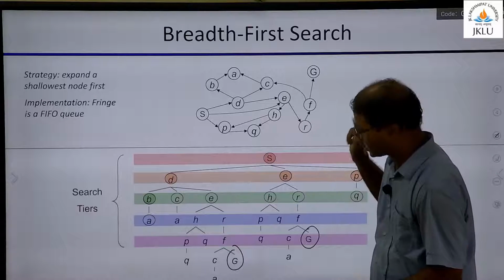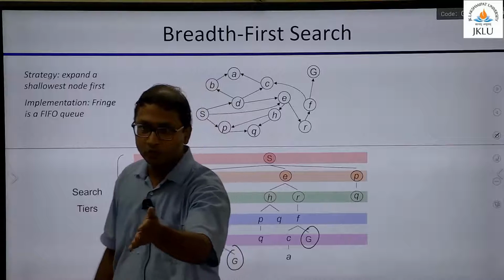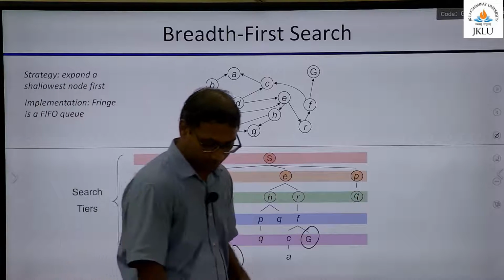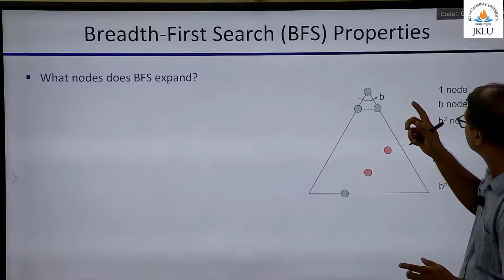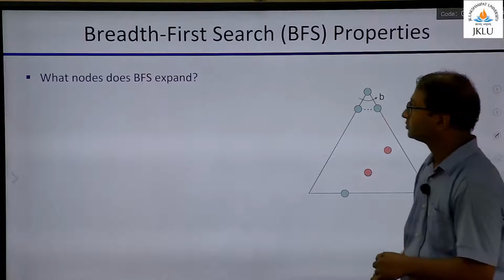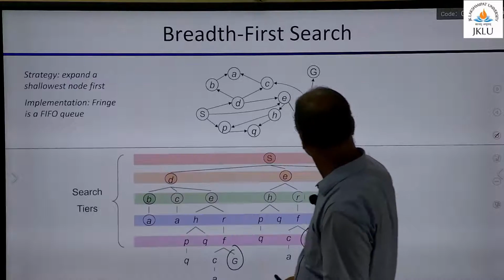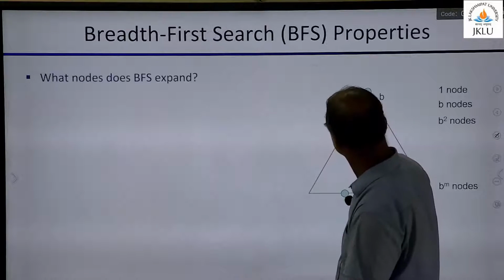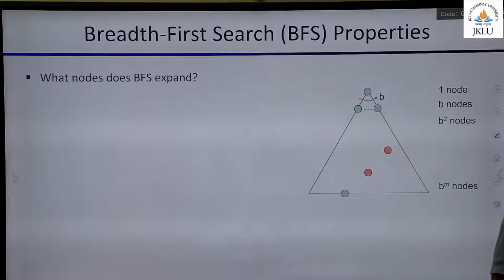So that's it. Will the algorithm stop? You find one goal state, the algorithm stops there. Time complexity. Does this tree help? Yes. Time complexity for BFS?